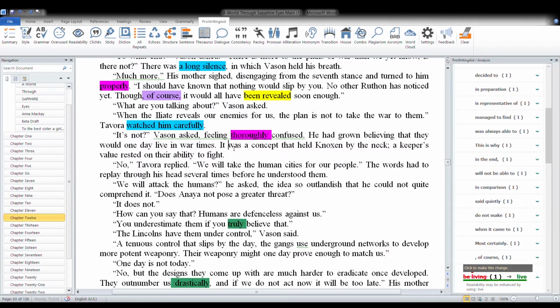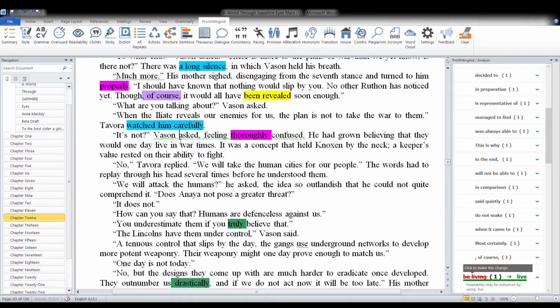It was a concept that held Noxon by the neck. A keeper's value rested on their ability to fight. That is so much more punchy. This whole paragraph now takes a lot less effort for the reader to understand what you're trying to say.